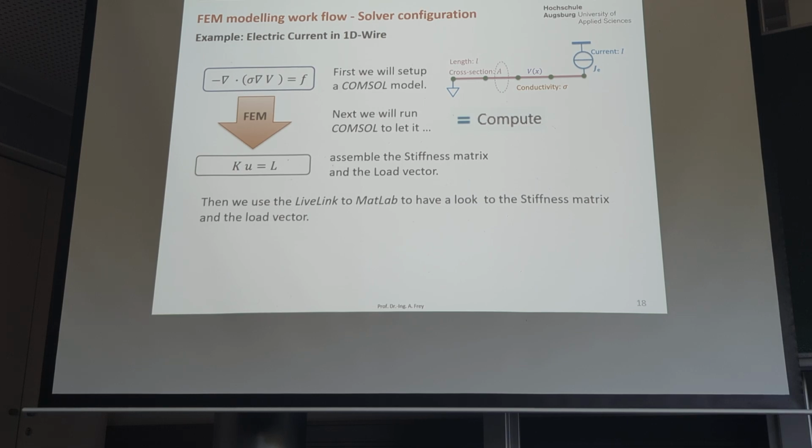So we build a model as described, we put it together, we exercise again how to set up a model, then we hit the compute button. Internally there will be the stiffness matrix and the load vector. We export it via the LiveLink to MATLAB. If you are in MATLAB, we can visualize the matrix, have a look at what this matrix looks like, and then we do something we already discussed. We try to invert the matrix and then calculate things, so to speak, by hand, what COMSOL is doing for us.